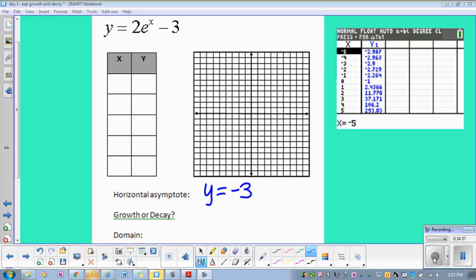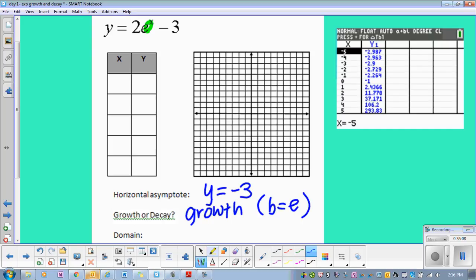Now, is this a growth or a decay? Question for you, what is the base? 2. The base is 2. e. Be careful. The base is e because that is what the exponent is attached to. 2 is just multiplying e to the x, okay? All right, so this is a growth because your base is e.